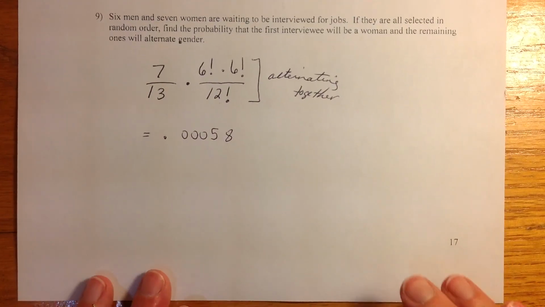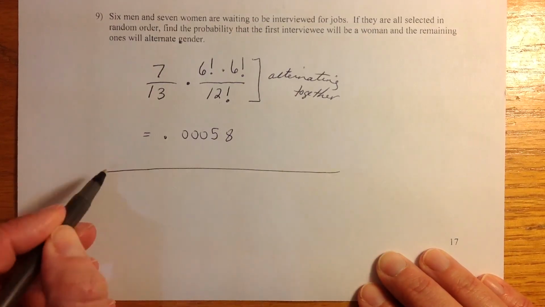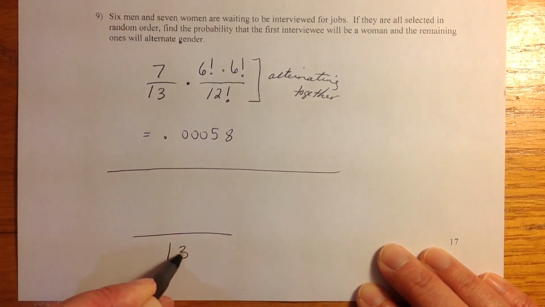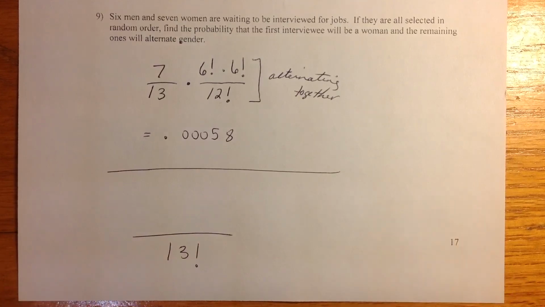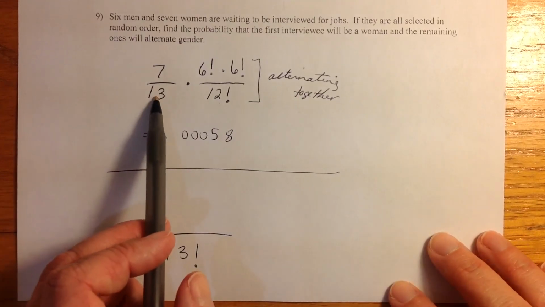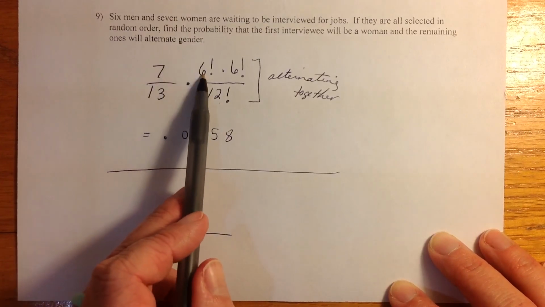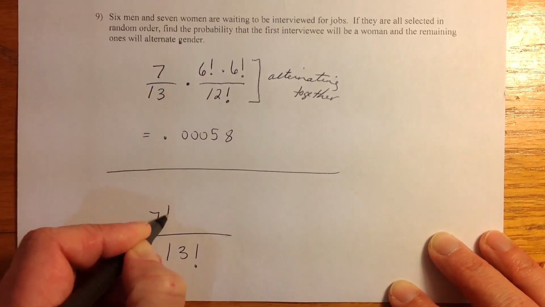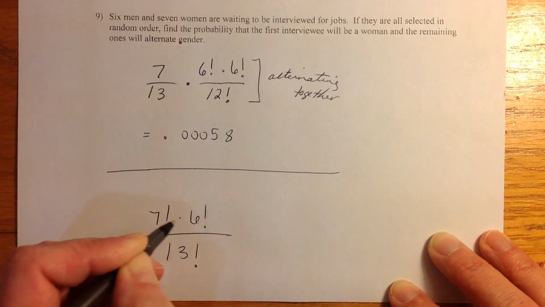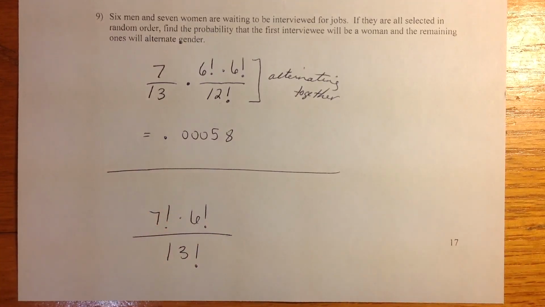Another way to just simply do it all in one fraction is to say 13 factorial, and realize since there's more women than men, to have them alternate, a woman would really have to go first. So these could become together instead of separated, and 7 could just be absorbed here. You could do 7 factorial times 6 factorial, and you'd get the same answer.